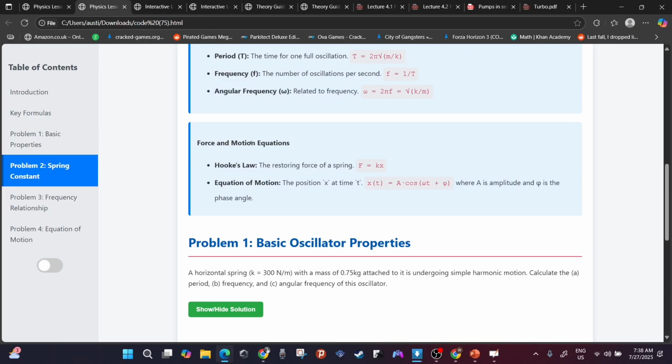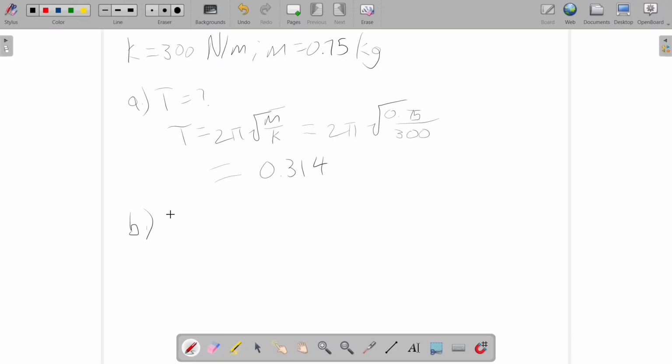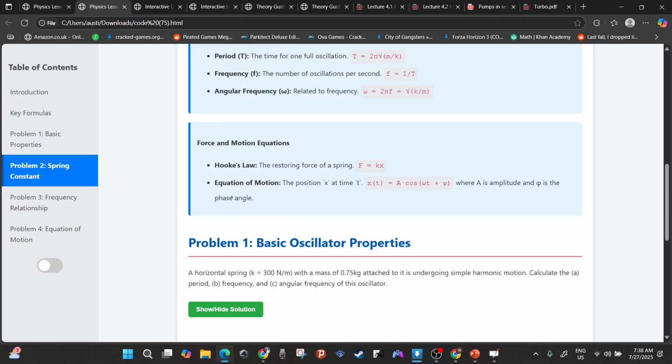For B, they ask us for the frequency. Now, what do we know? We know that the frequency is 1 over the period. So it's just going to be 1 over the answer, and we get 3.183 hertz. Again, very simple, right?